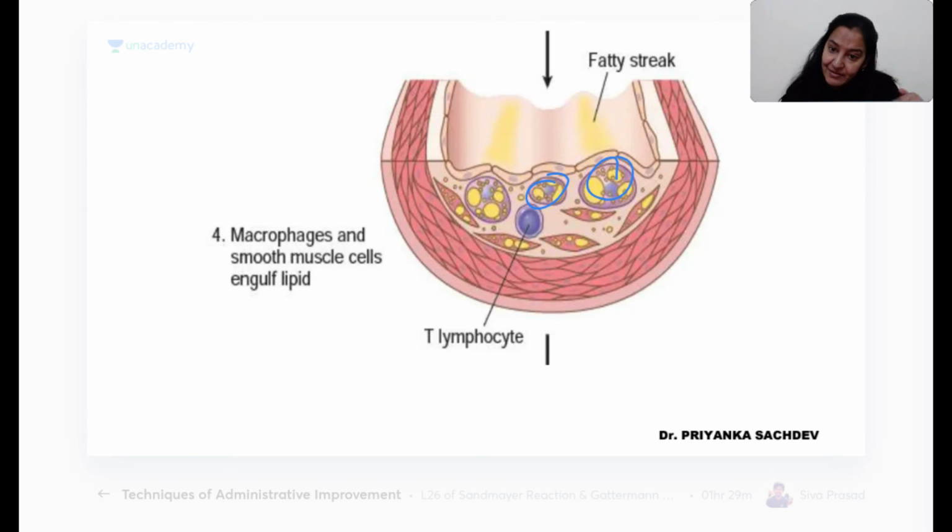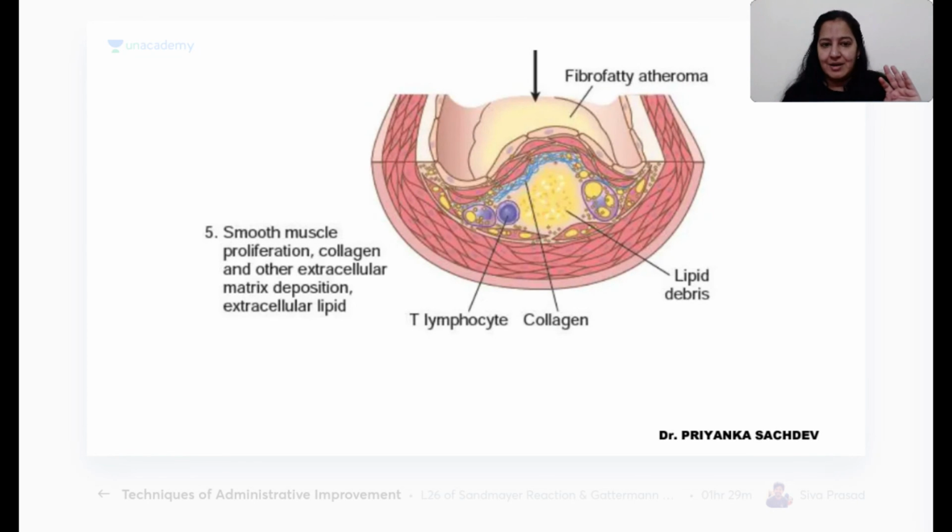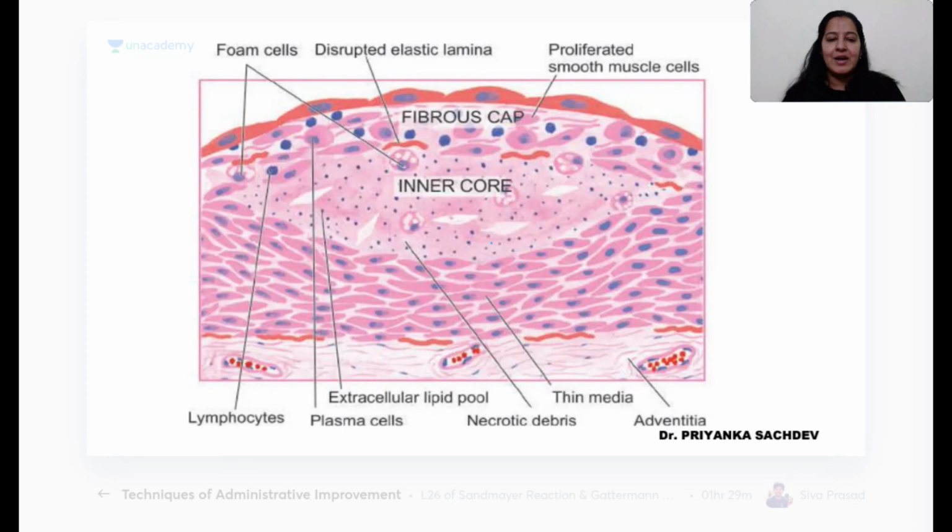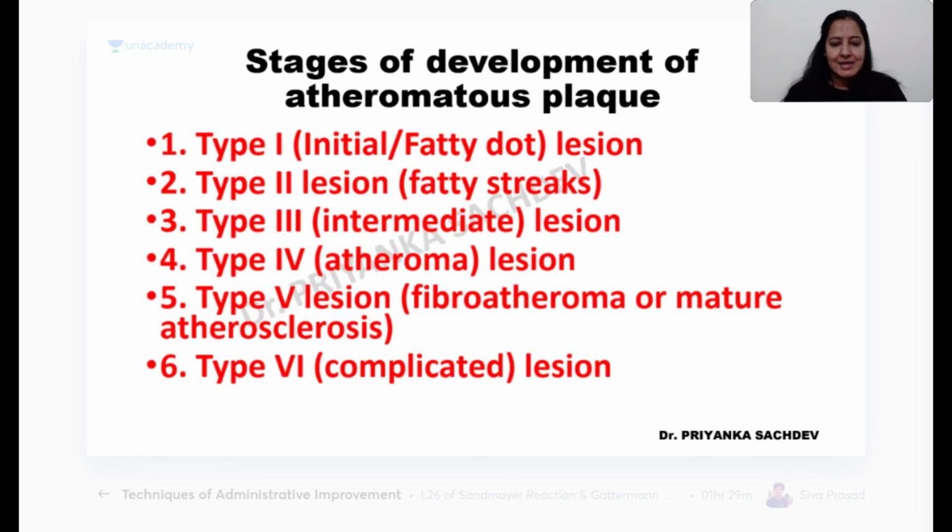And then smooth muscle cells will leave the media and come in the intima, and they will also engulf the fat. And lastly, maturation. Last step is maturation. Have you got it? So ultimately, atherosclerotic plaque is formed.